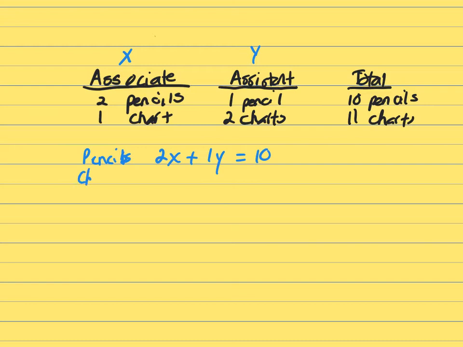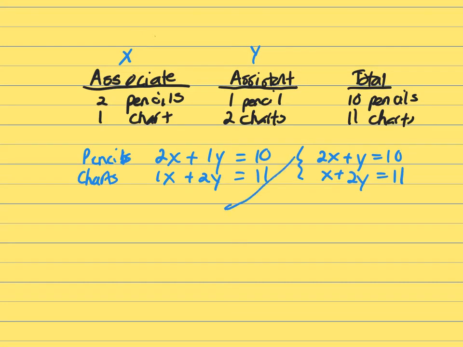And then we have charts, and let's calculate the total number of charts. Well, 1 per associate, so 1X plus 2Y equals a total of 11. So I've got 2X plus Y equals 10, and X plus 2Y equals 11.